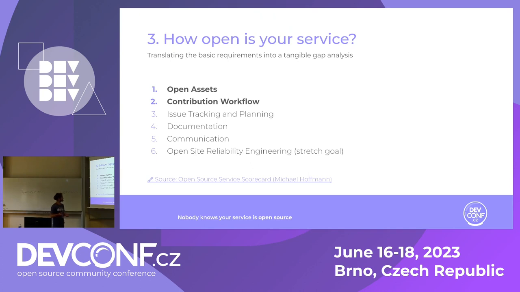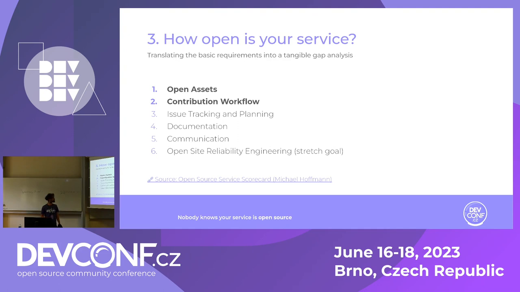And then finally, and that's a bit of a stretch goal, of course, open operations. So open SREing of a service. So making that as open as possible. Actually, Michael, who also had a talk today on incident management, came up with this open source service scorecard system that I based these 6 points on. I think they make a lot of sense. They may not be complete, but they give you a very good starting point for understanding how open a service actually is.